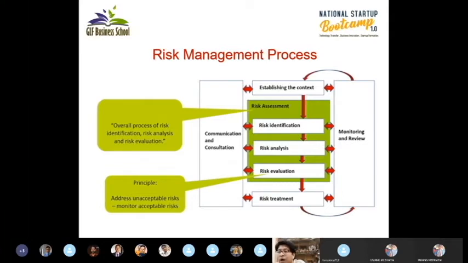Avoiding risk is always a good idea whenever possible. However, some risk is necessary to ensure the survival and the growth of any business. Therefore, business owners must look at ways to mitigate their risk wherever possible. As we say, prepare for the worst and hope for the best. The risk management process involves overall risk identification, risk analysis, and risk evaluation, as was discussed in an earlier slide. The core principle behind the analysis is to address the unacceptable risks and monitor them.